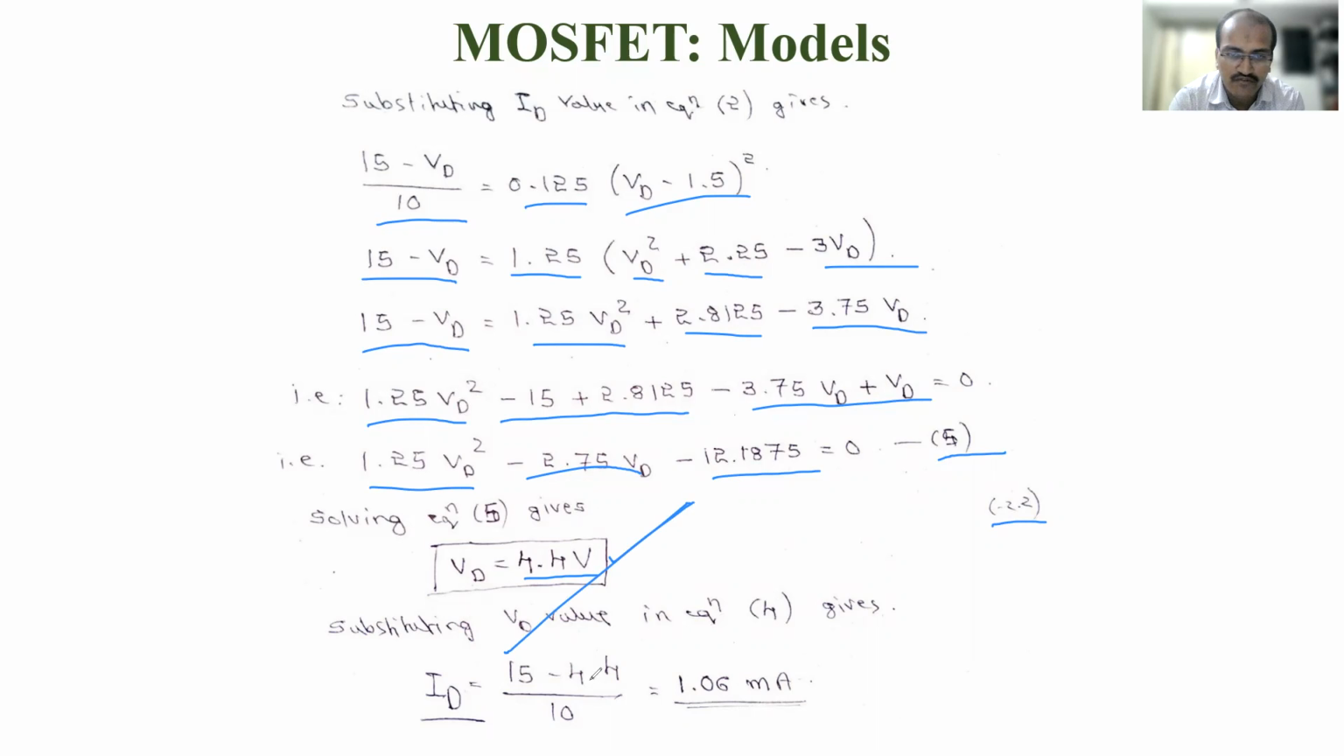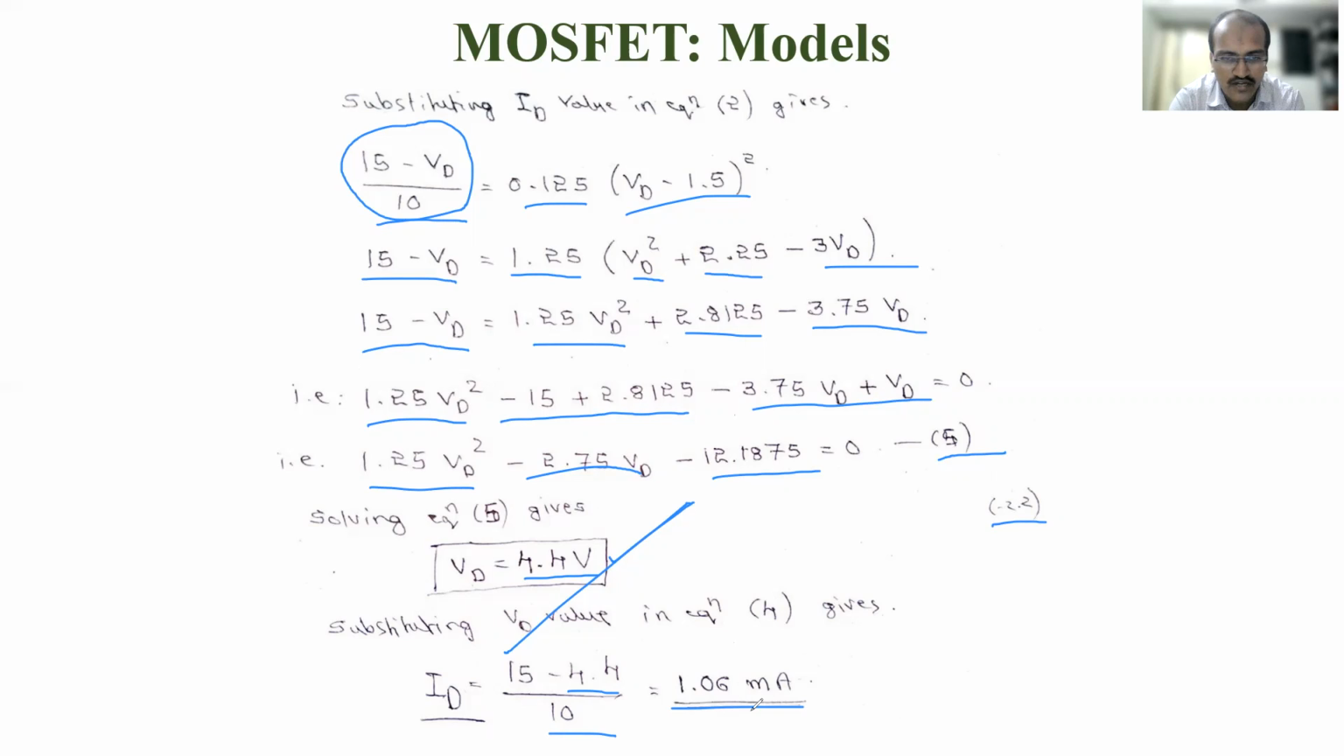This equation only we have substituted there. 15 minus VD by 10 is nothing but ID. So that VD value I will substitute here, 4.4. So 15 minus 4.4 by 10 will give you 1.06 milliamp. So this 10 was kilo ohm, that's why it comes here as milliamp. That's why I have not substituted milli, kilo. Just numbers I have put.